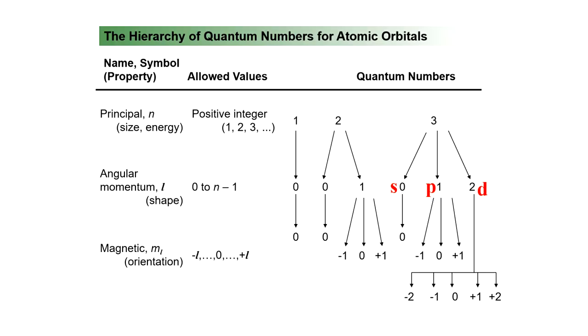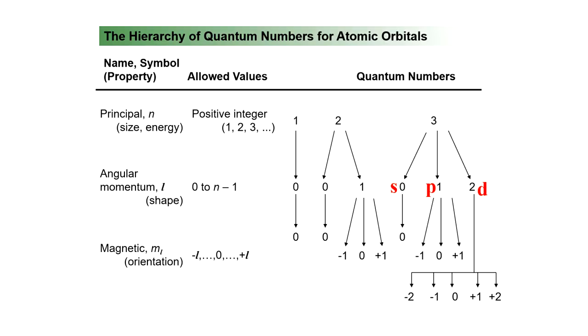And you'll notice here that for each s orbital, or each s state, there's only one m sub L value, that is 0. So if n is 1 and L is 0, m sub L is 0. If n is 2 and L is 0, then m sub L is 0. And if n is 3, L is 0, and m sub L is 0.